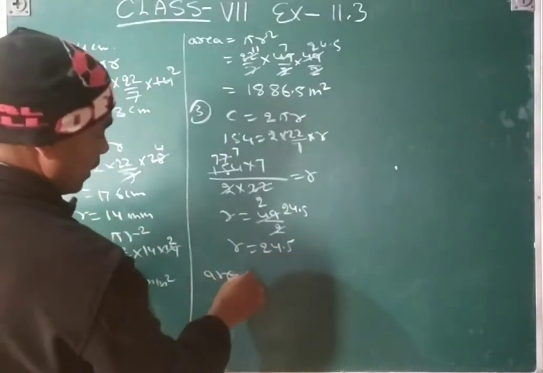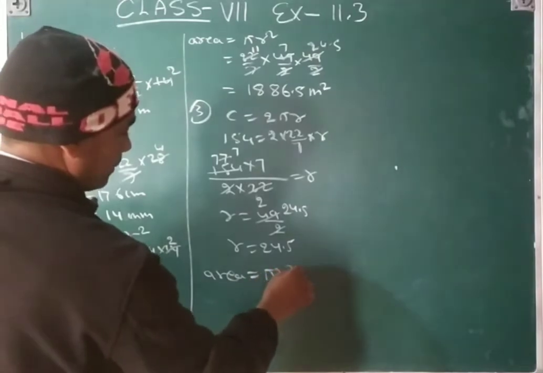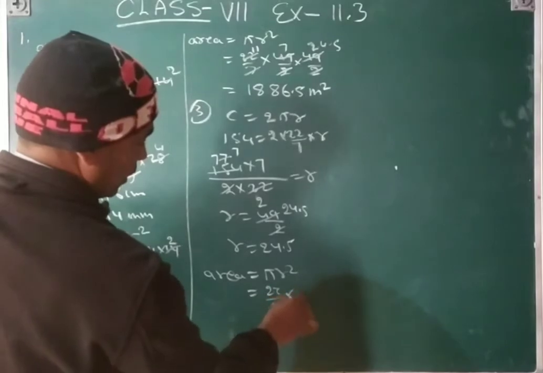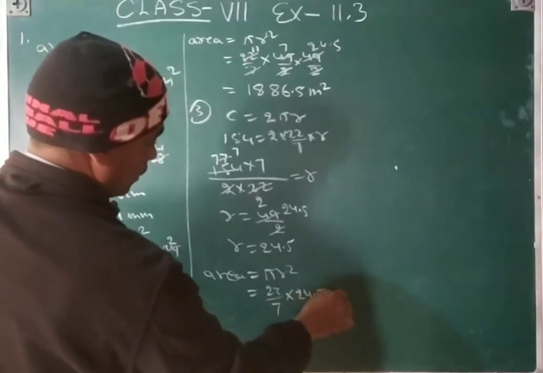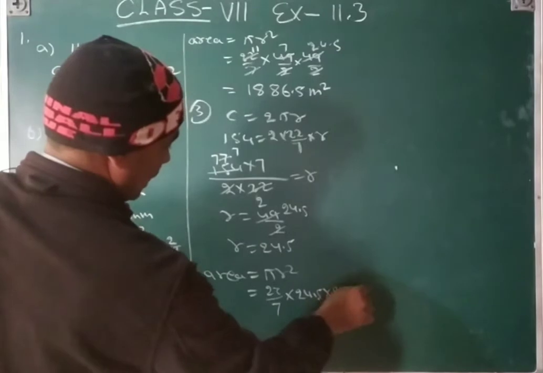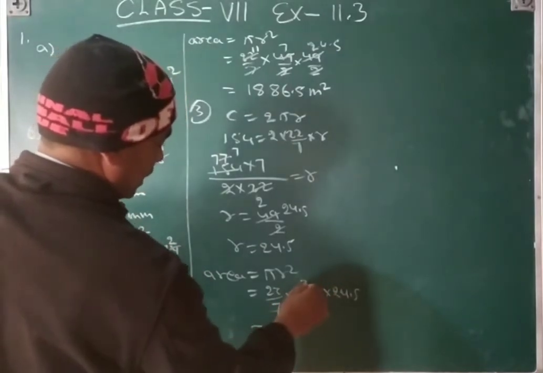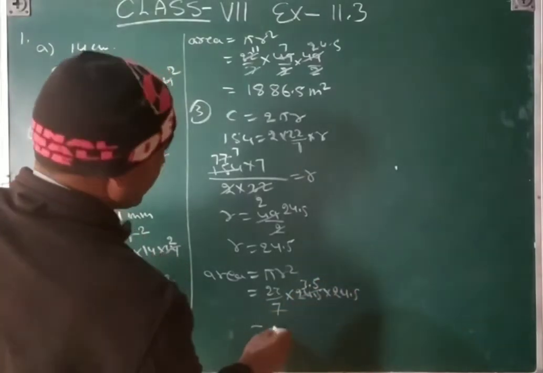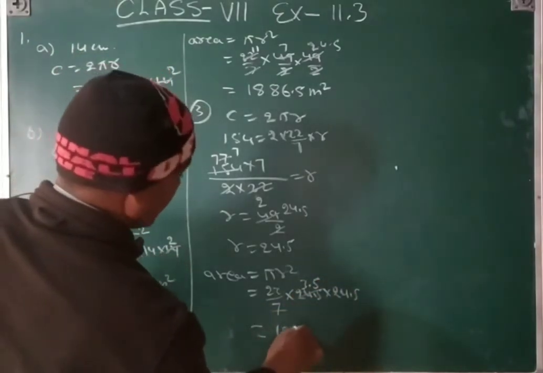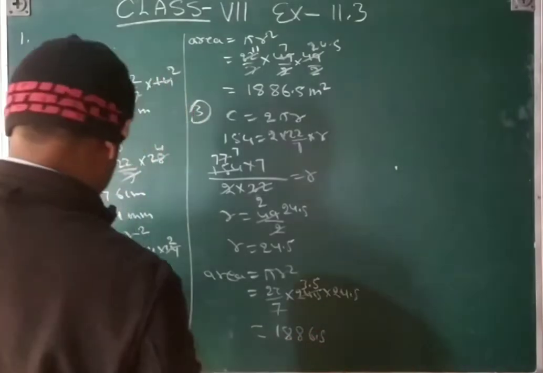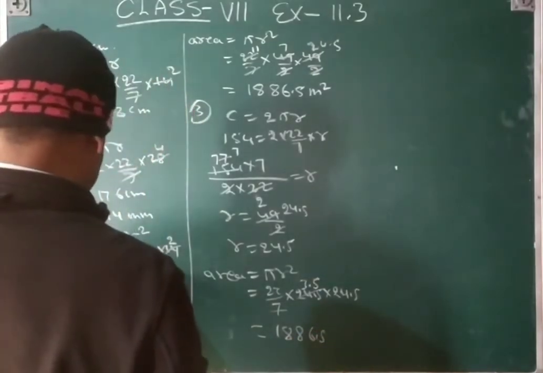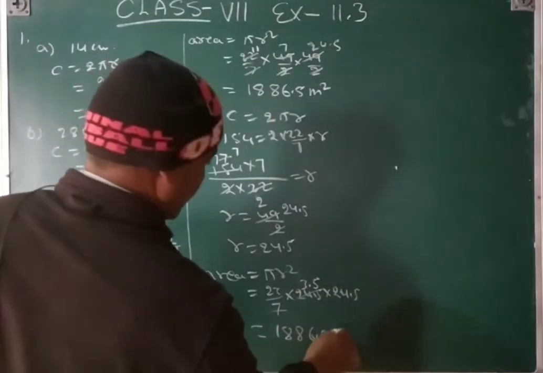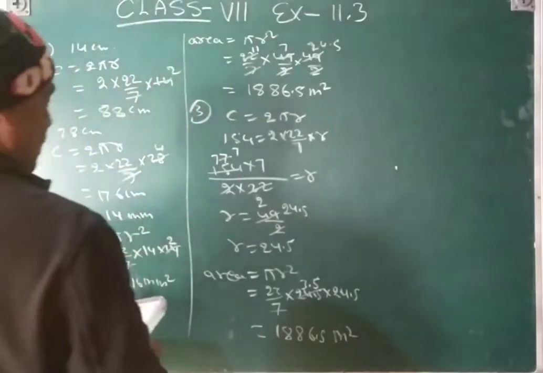So r is equal to 24.5, and then we also need to find the area. So area is equal to pi r square. So pi r square means 22 upon 7 into 24.5 into 24.5, and then 7 3 ja 21, and then 3 is left, 7 5 ja 35. By multiplying that, we get 1886.5. It is given in meter, so meter square.